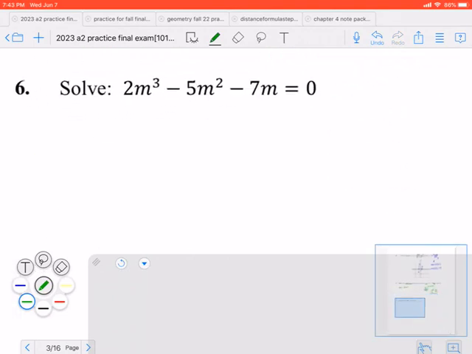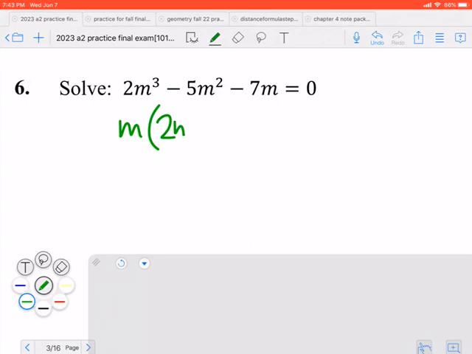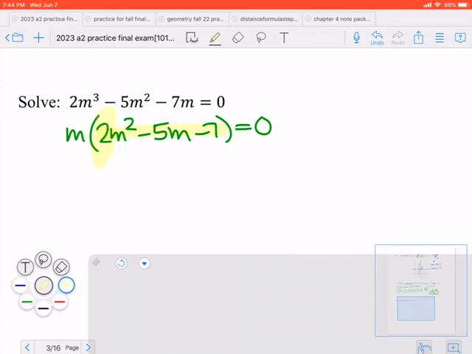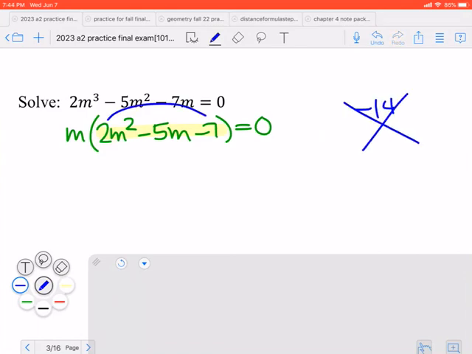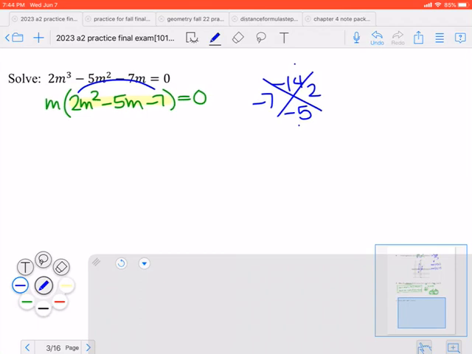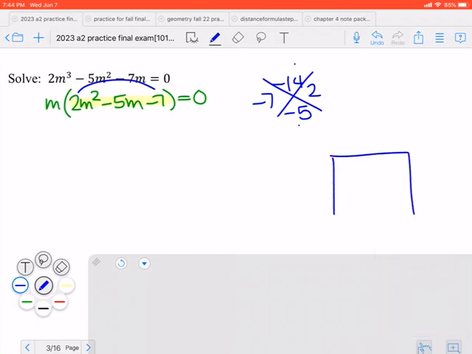Number 6, solve. Okay, looks like we could factor out an m. 2m squared minus 5m minus 7. And this guy is a quadratic trinomial, the harder kind because we have an a value bigger than 1. So we're going to go a times c is negative 14, and our middle term is negative 5. So two numbers that multiply to negative 14 and add to negative 5 would be a negative 7 and a positive 2. So you can do factor by grouping, or you can do the box method.